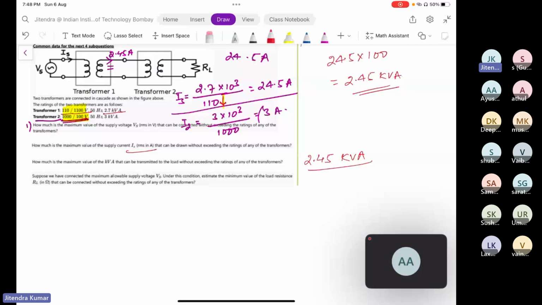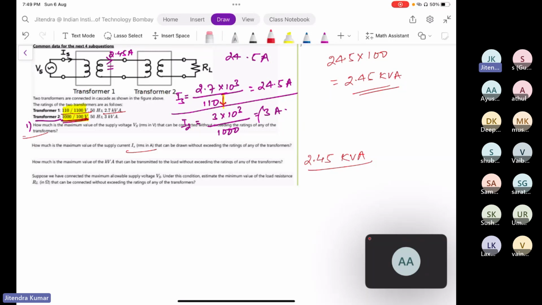Yeah. See, in the first part, we computed the voltage as 100 volt, but the rating of that transformer is 110 volt. That is because we are securing the primary winding of transformer 2. So for the safety of the primary winding of transformer 2, we are maintaining it at 100 volt. Since the primary of transformer 1 is getting underutilized at 100 volt, but again, we have to connect at that value to ensure the safety of the primary winding of transformer 2.